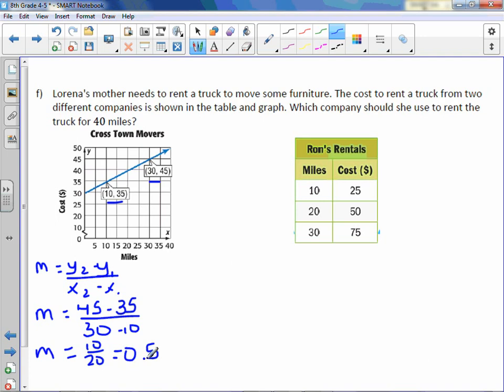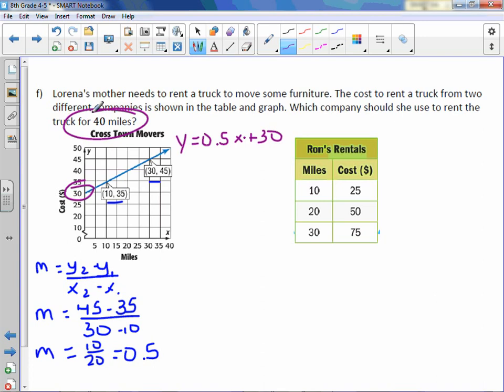Okay. Let's use our point-slope formula. Or actually, we don't have to. We have a graph. Our y-intercept is 30. So I know the equation here is y equals 0.5x plus 30. So that's the equation. Now over here for Ron's Rentals, we could find an equation, however it's unnecessary. We are not comparing the y-intercepts and the rates of change. It strictly wants to know for 40 miles. So we're skipping that first step and just answering the second question.